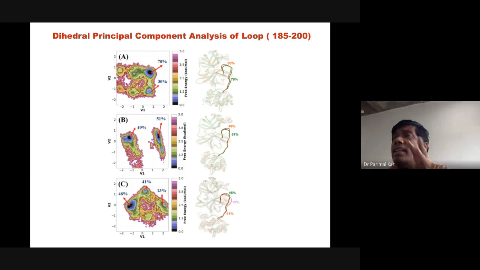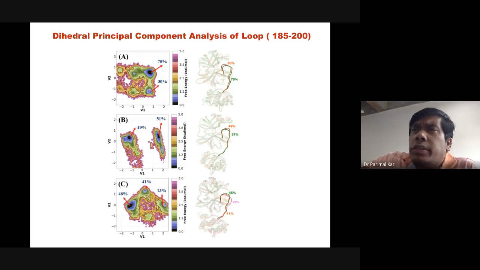Anyway, dihedral is one of the internal coordinates that we can use to study in great detail whether there are any other structures that this protein can adopt. But mainly we utilize it to study the dynamics of the loop region. Why? Because loops are very flexible.